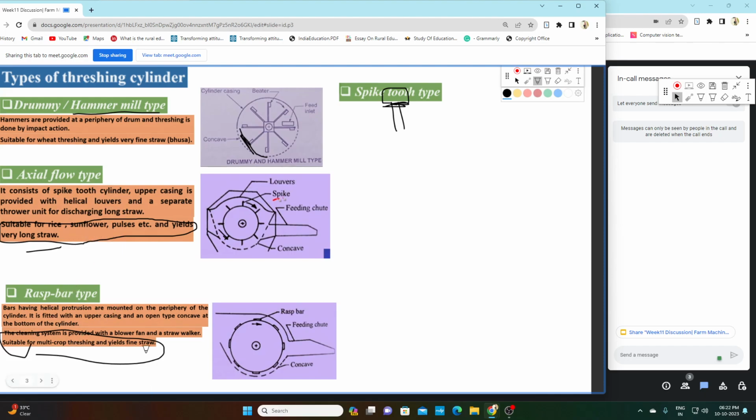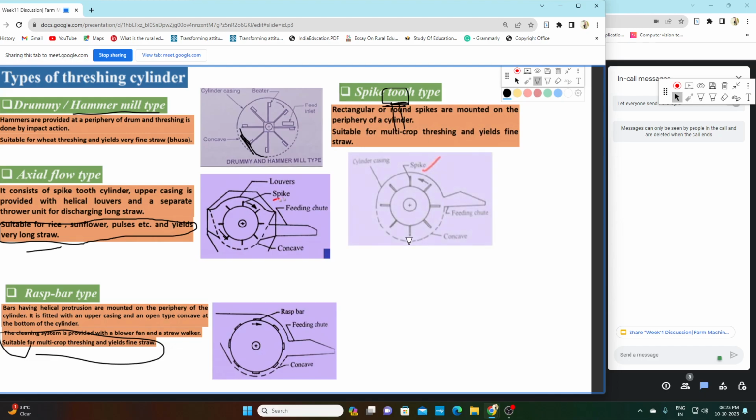In rasbar, we are using a multi-crop thresher. It is a multi-crop thresher, meaning for many crops we can use this rasbar type of thresher. Now, the spike tooth type of thresher. In spike tooth, the periphery is mounted with rectangular or round spikes, and it is suitable for multi-crop threshing. It gives very fine straw, so this is again suitable as a multi-crop thresher.